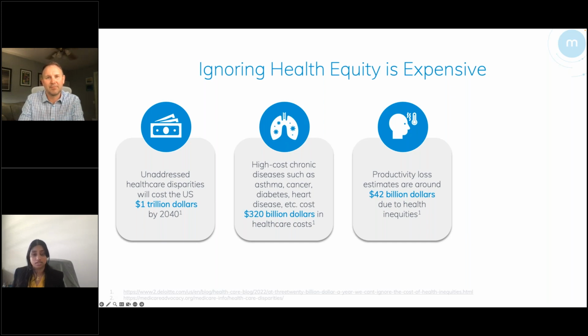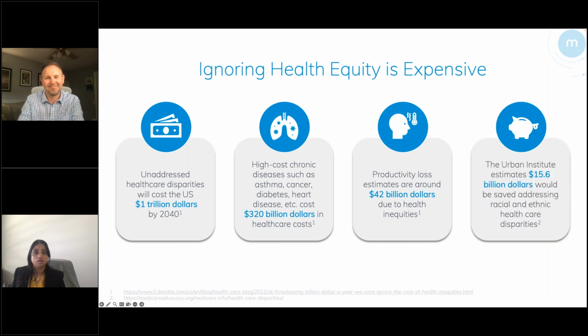Now, these numbers are ominous. There are too many zeros, in my opinion, associated with all of them. But the Urban Institute estimates that we could save $15.6 billion. I know these are a lot of numbers that I'm throwing out here, but the reason why I was doing that is that sometimes we can think about health equity as a little bit of a nebulous concept. And there is a true cost to it, but there's also a true opportunity to save, and that can go back into reinvestment in patients and communities.